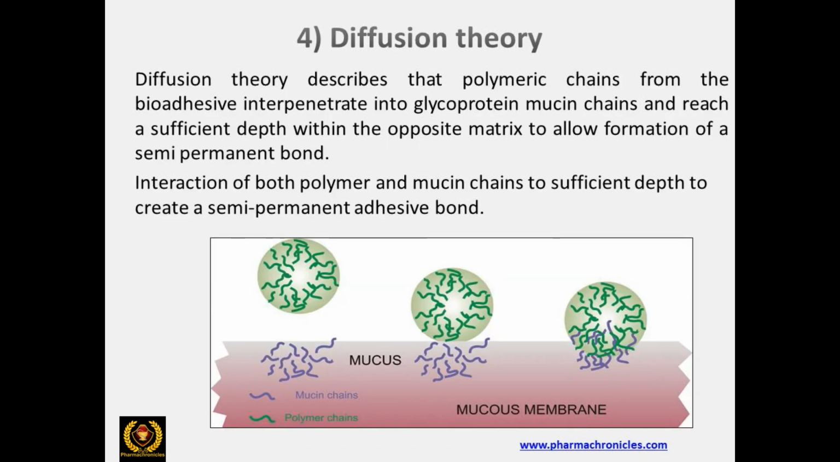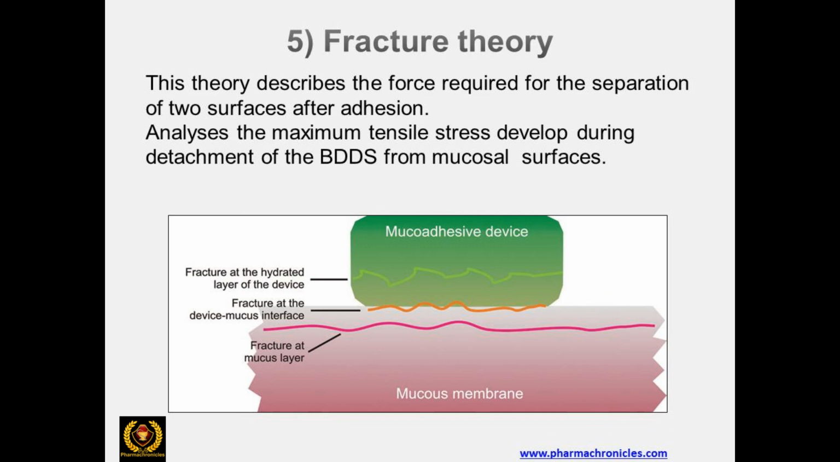4. Diffusion theory. Diffusion theory describes that polymeric chains from the bioadhesive interpenetrate into glycoprotein mucin chains and reach a sufficient depth within the opposite matrix to allow formation of a semi-permanent bond. Interaction of both polymer and mucin chains to sufficient depth to create a semi-permanent adhesive bond. 5. Fracture theory. This theory describes the force required for the separation of two surfaces after adhesion. Analyzes the maximum tensile stress developed during detachment of the MDDS from mucosal surfaces.